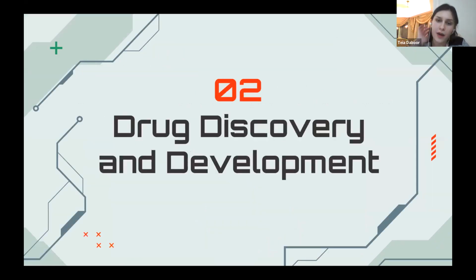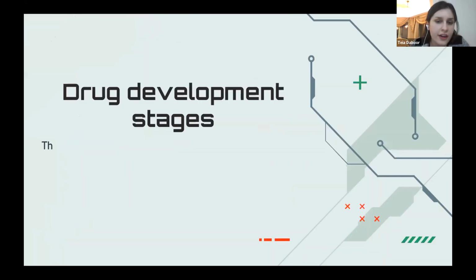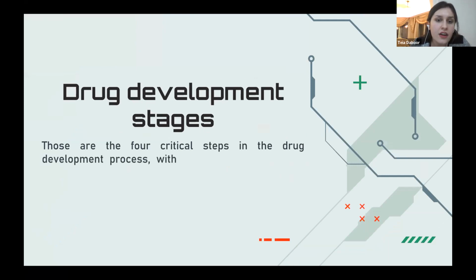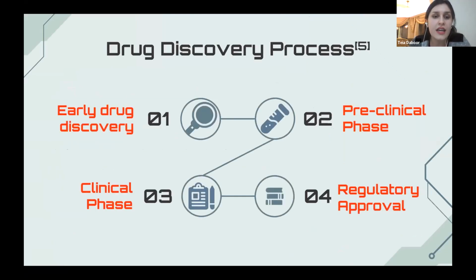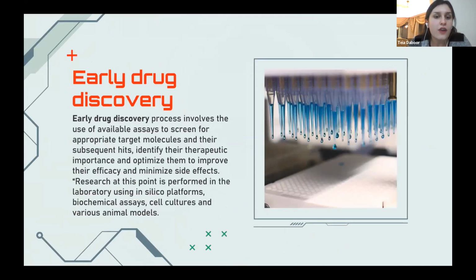Now I'm going to talk about the drug discovery and development process, which is a very complex process, as you all know. There are 4 critical steps in the drug development process, with many existing stages in between each one. The first stage is early drug discovery. Early drug discovery involves the use of available assays to screen for appropriate target molecules and their subsequent hits, identify their therapeutic importance, and optimize them to improve their efficacy and minimize side effects. Research at this point is performed in the laboratory using in silico platforms, biochemical assays, cell cultures, and various animal models.